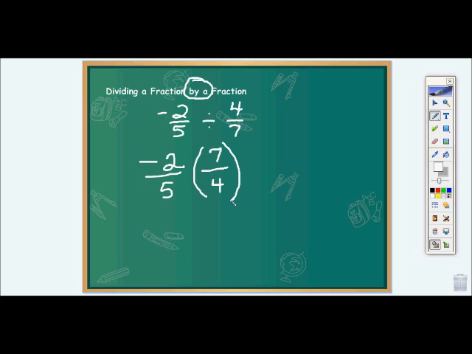Now, if you remember from the last lesson, I will look to see if there's any reducing I can do. 2 and 4 I can. 2 goes into 2 one time. 2 goes into 4 2 times. Now multiply going across. So I have -2 times 2 over 5 times 7... -4 over 35... and that is in its simplest form.